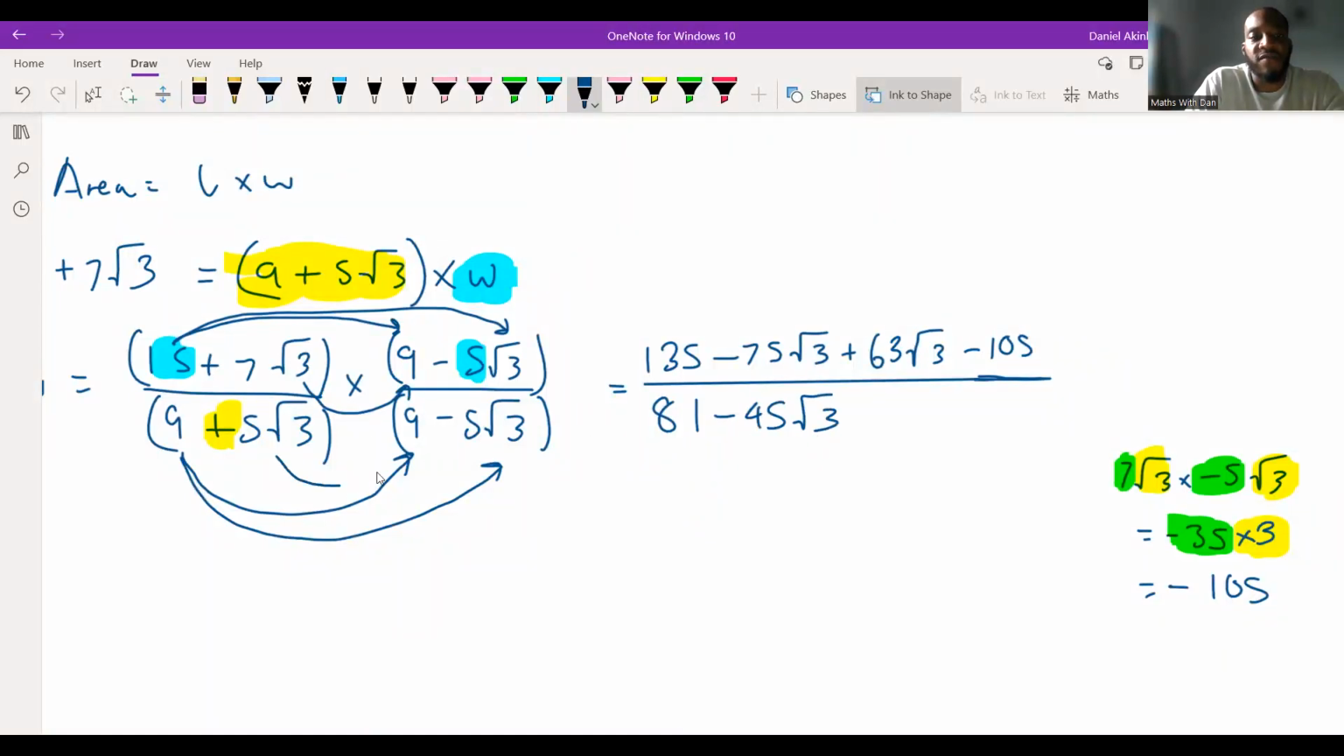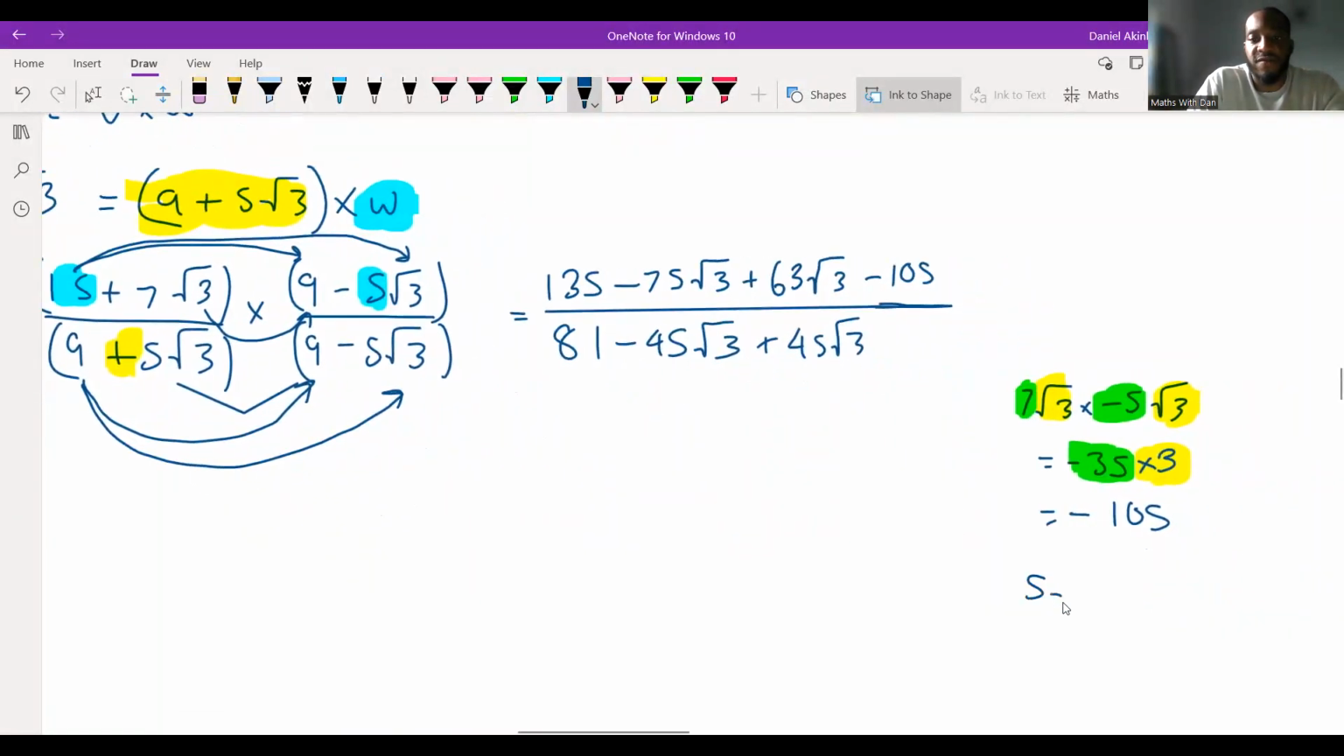And then it's going to be 5 root 3 times 9. That's just the same thing, but positive. So 45 root 3. And then we're going to have 5 root 3 times minus 5 root 3. So I've got 5 root 3 here times by minus 5 root 3.